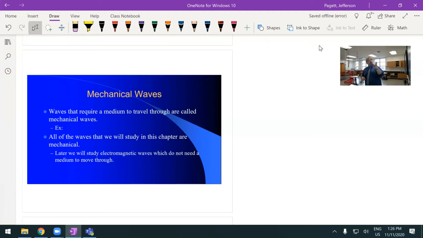Later on, in chapters 14, 15, and 16, we will talk about electromagnetic waves. That's the other type of waves we'll investigate, waves that do not require a medium to travel through. So the waves we're going to talk about now are mechanical waves, which require a medium.